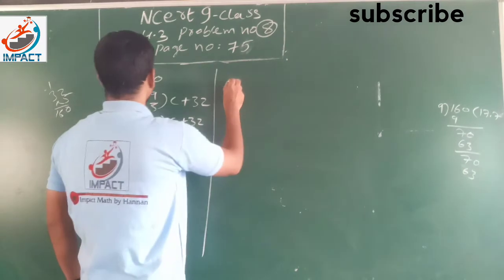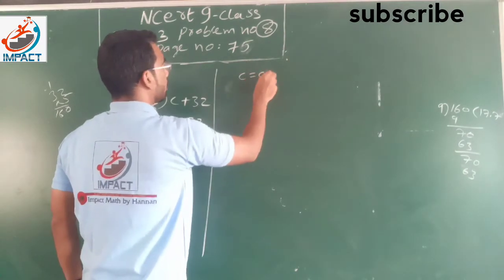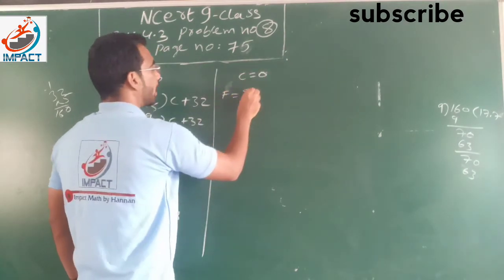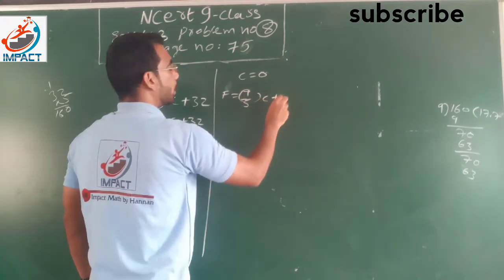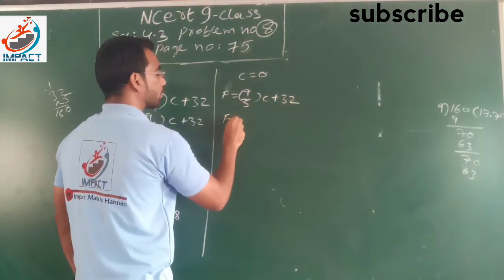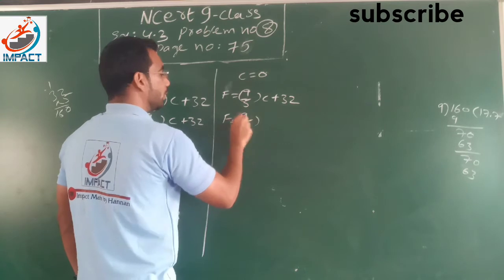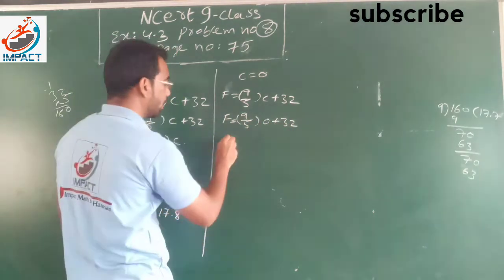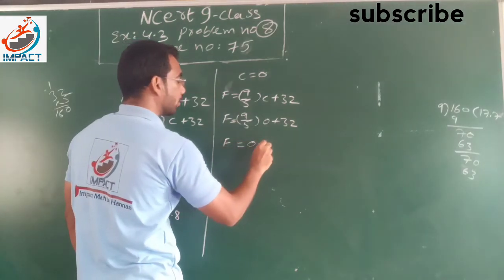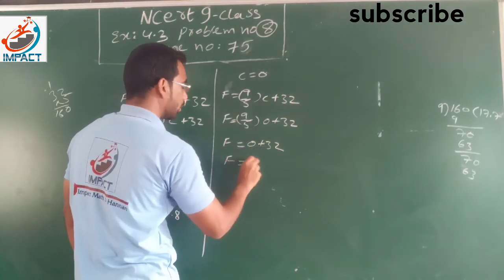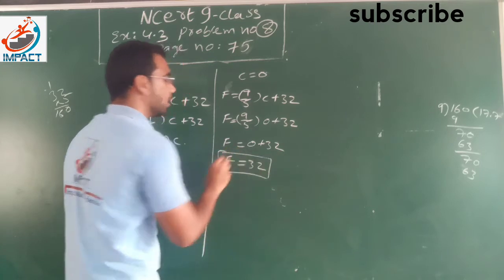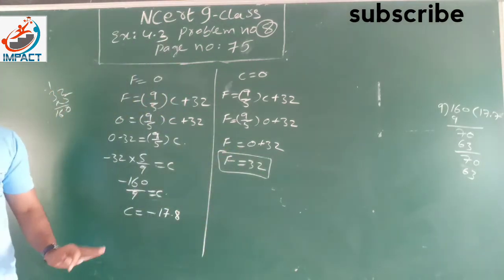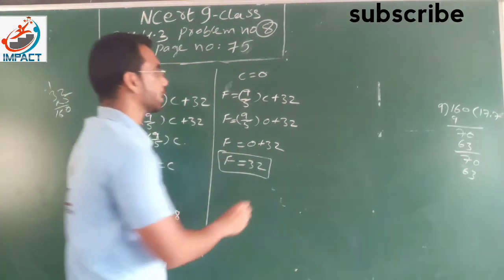Okay. Now C is equal to 0. So F is equal to 9 by 5 into C plus 32. So F is equal to 9 by 5 into 0 plus 32. 0 into anything, how much will it be? F is equal to 0 plus 32. So F is equal to 32. F, Fahrenheit, is 32. Okay. Now we will go for the next problem.